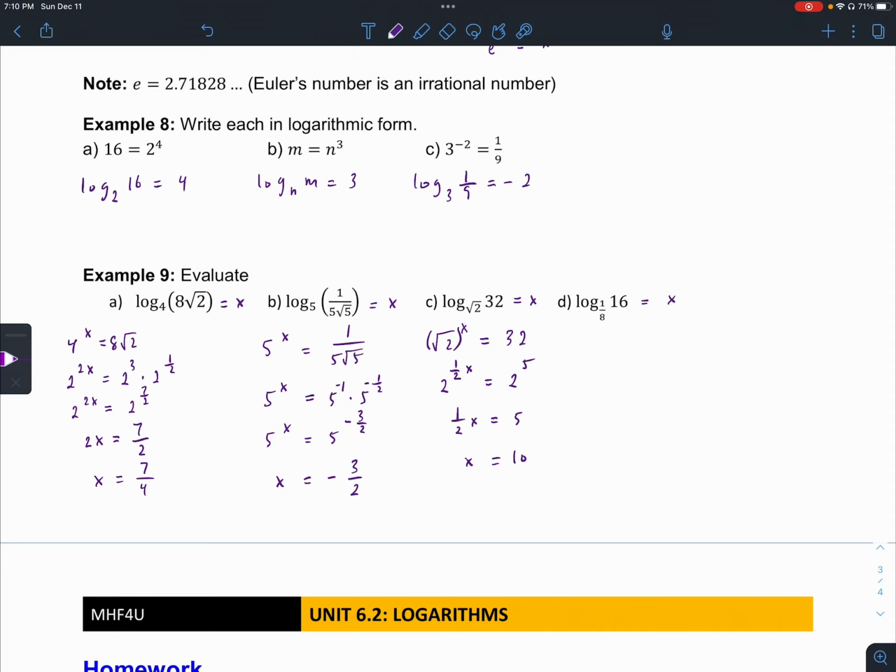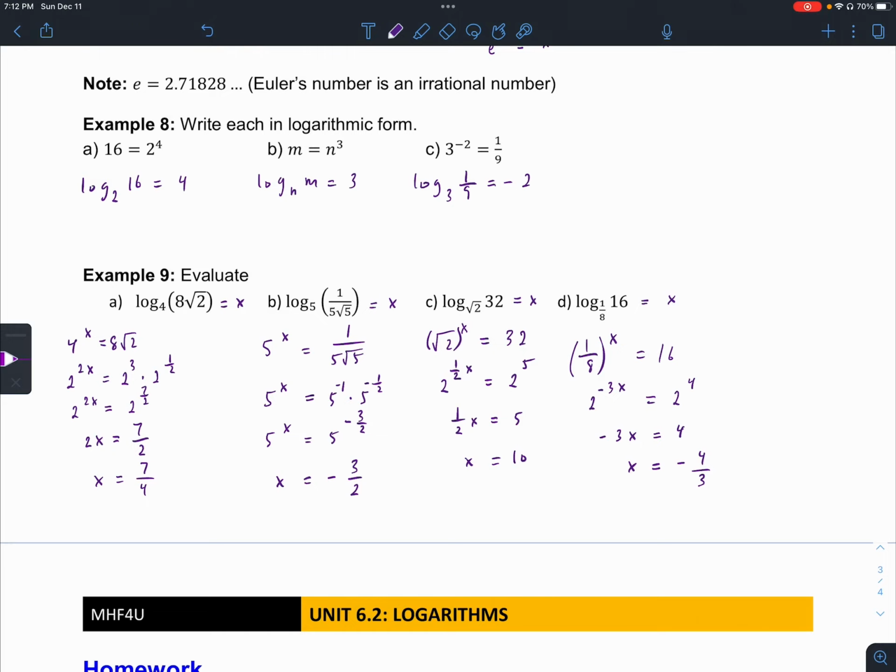All right, this last one here, 1 over 8 to the exponent of x is equal to 16. Common base here would be 2. We can change this to 2 to the exponent of negative 3 multiplied by x, that's already in the exponent, is equal to 2 to the exponent of 4. Drop the bases. Negative 3x is equal to 4. Divide both sides by negative 3. x is equal to negative 4 over 3 is what we would get.